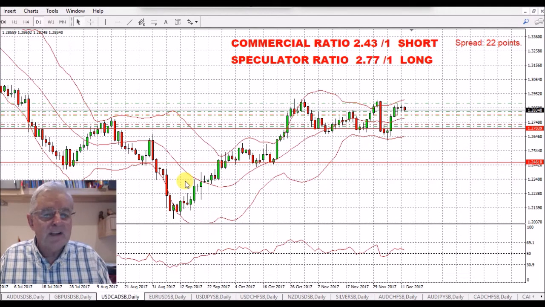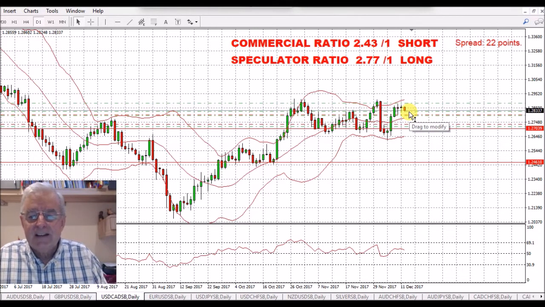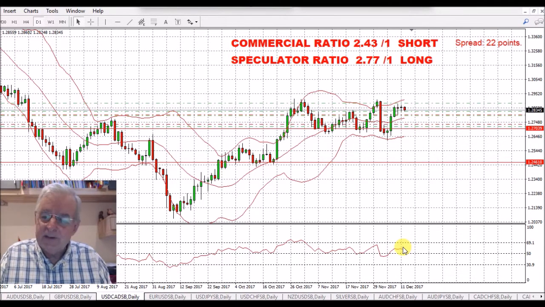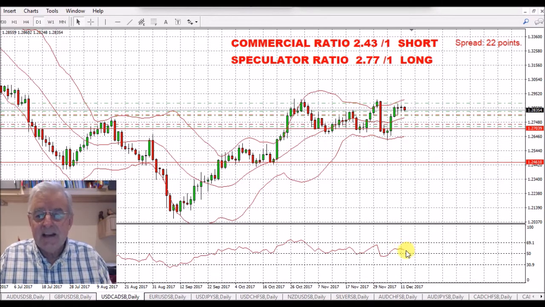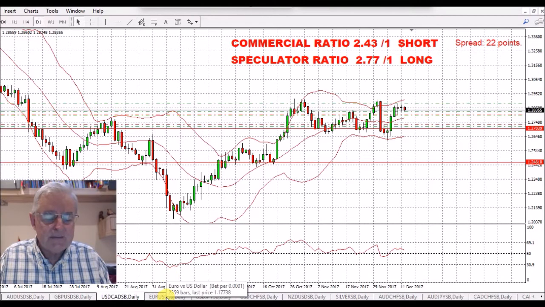Right, USD Canadian dollar. I got 2 trades here in profit, a third trade slightly in profit. So we'll wait and see how that goes. We are above the 50 on the RSI, which again is significant, and we're looking for quite a lot more strength on this pair.